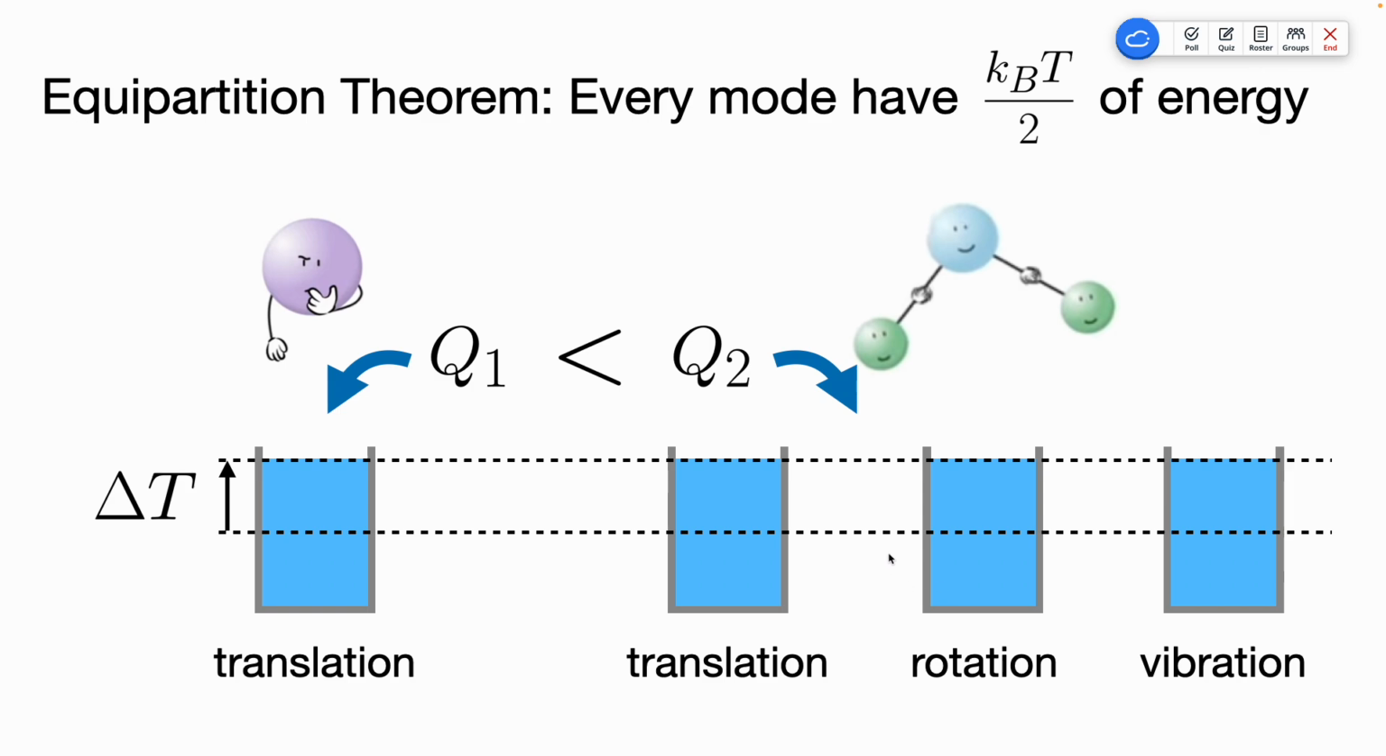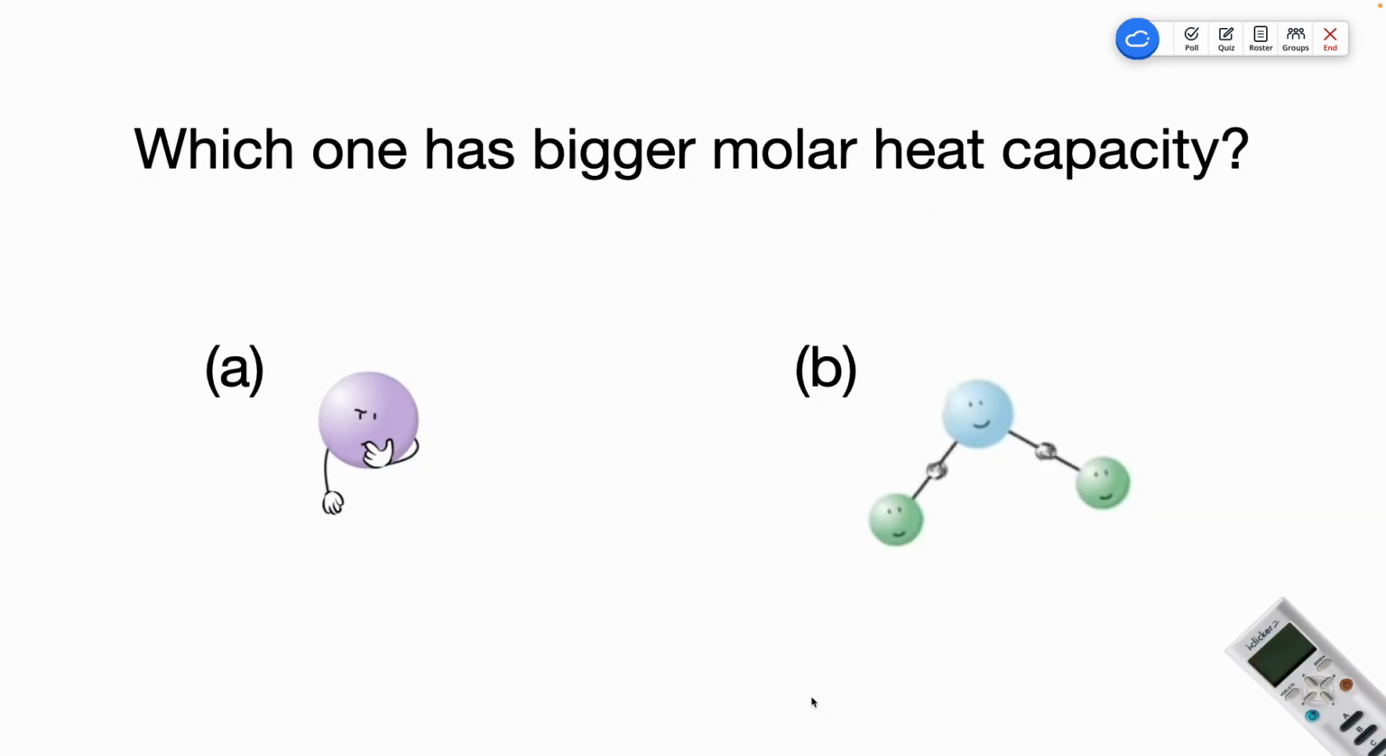Okay? Any question? So for now, for the midterm, you don't need to count exactly how many ways of rotation, translation, and vibration they can do. That will be for the final. For now, you should know that there are more ways for a triatomic molecule to have energy, so it's harder to increase the temperature. In that case, which one will have a bigger molar heat capacity?